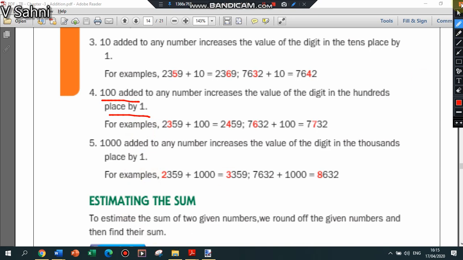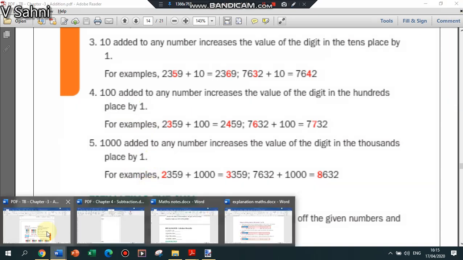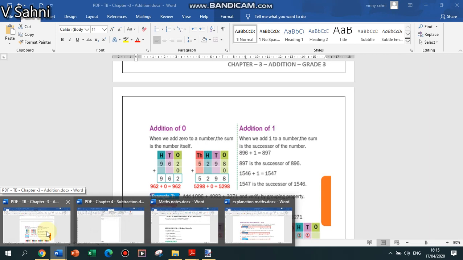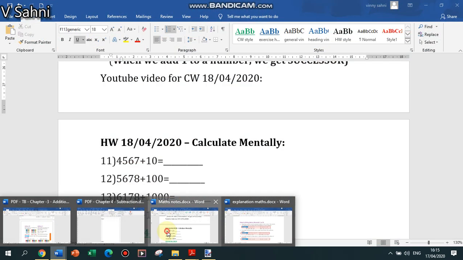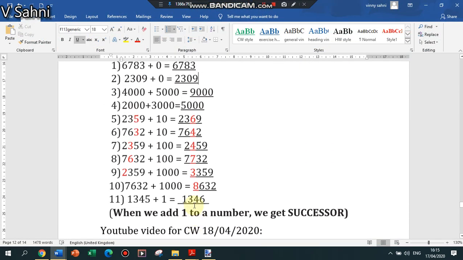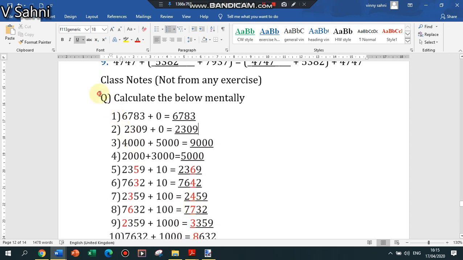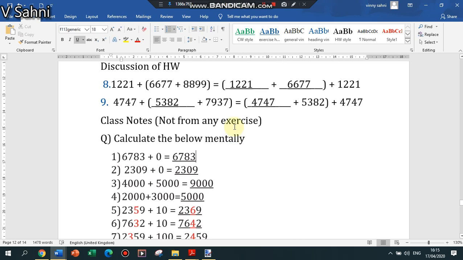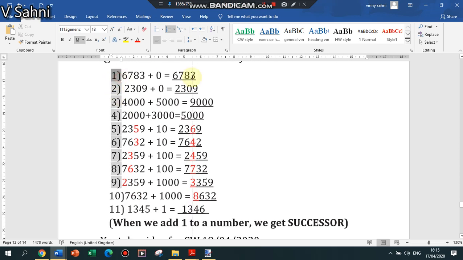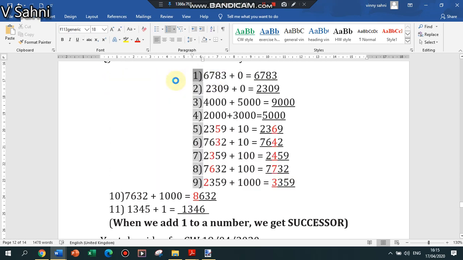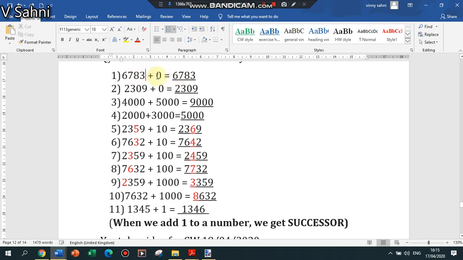Going back to what we were practicing, let's go to our notes here. All right, so our notes here, yeah. These questions are not part of any exercise, but you are going to do them in the notebook also, just for practice purpose. So the first property that I have taught you today is addition with zero. What is addition with zero? You get the same number.